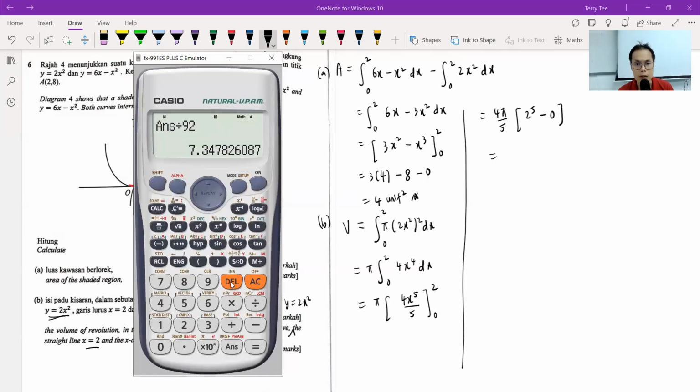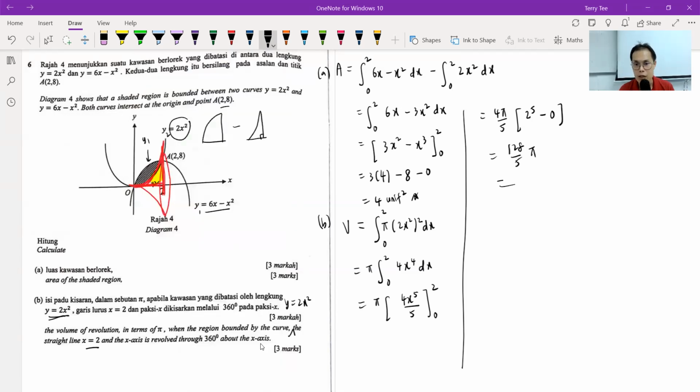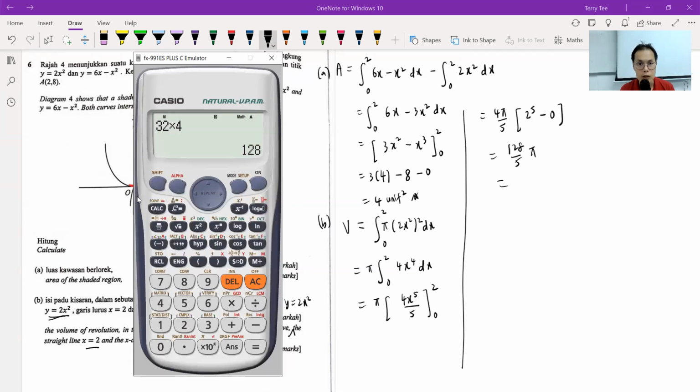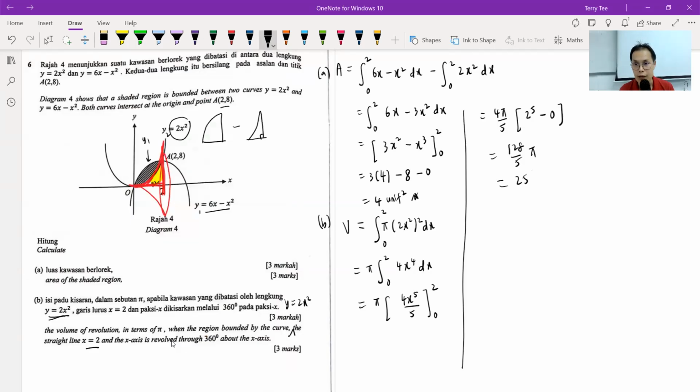So let me write here, 32 times 4, 128 over 5. 128 over 5 pi. Or you can change to a mixed number, divide by 5: 25 and 3/5 pi in unit cube.